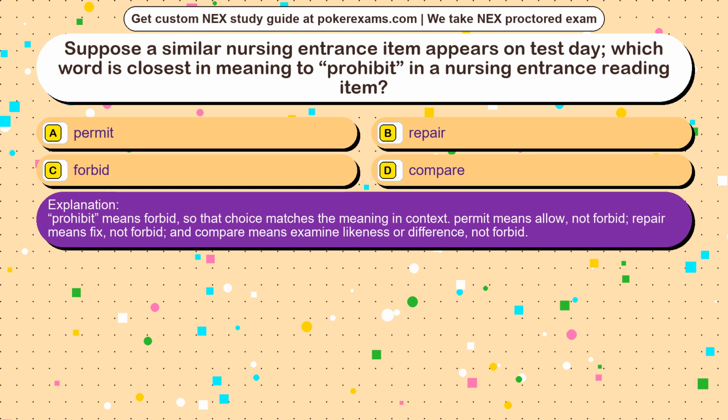Prohibit means forbid, so that choice matches the meaning in context. Permit means allow, not forbid. Repair means fix, not forbid. And compare means examine likeness or difference, not forbid.